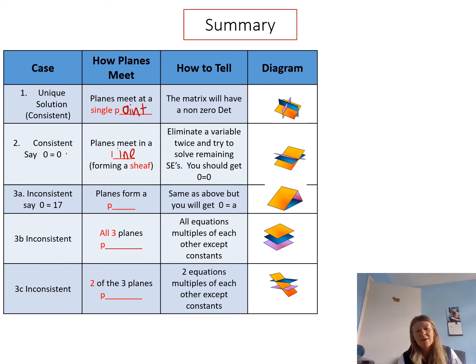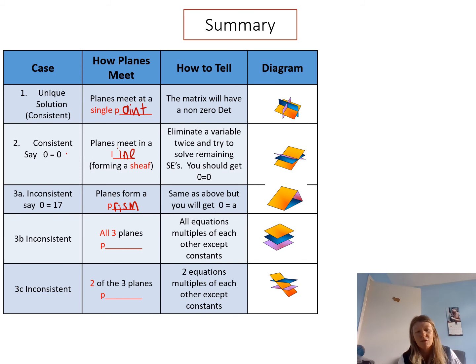If they end up inconsistent, because when you try and solve your simultaneous equations, you get 0 equals 7 or something, then, as long as they're not parallel, you check that 2 rows in the matrix aren't the same or multiples of each other, then it will form a prism or a triangular prism.